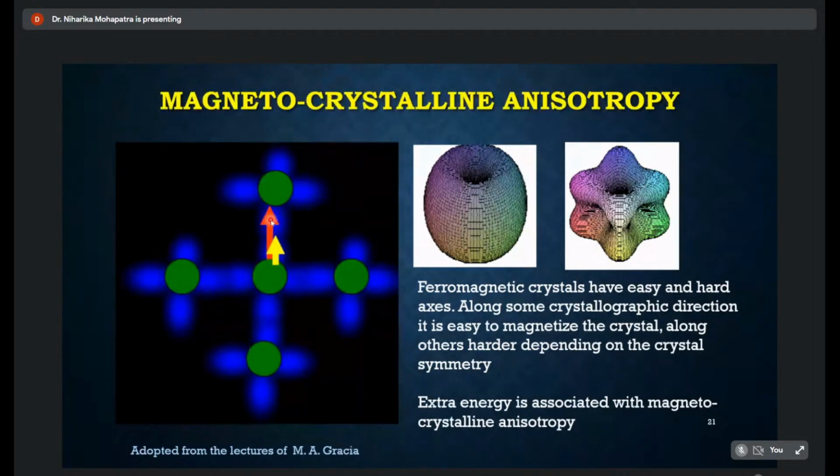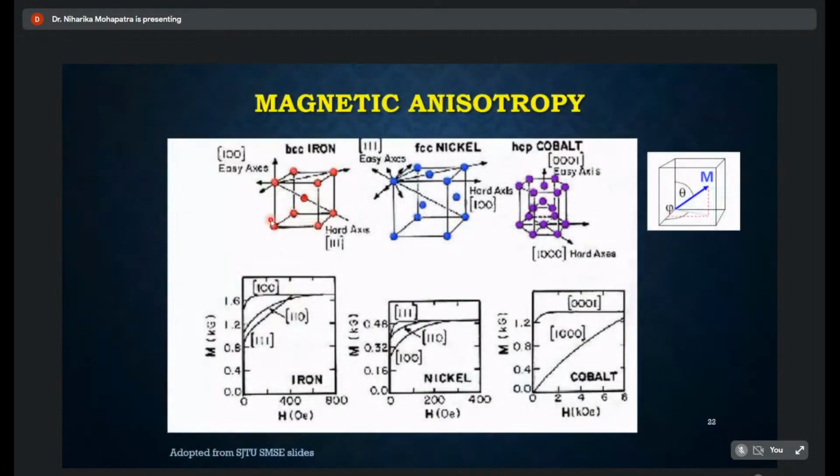You must have heard something like easy axis and hard axis. The easy axis is a certain axis along which, if you apply a field, it will immediately get oriented. Whereas the hard axis is a certain axis along which, if you apply the field, you need to apply more and more field to make it oriented. If we look at certain materials like iron, cobalt, and nickel, you will see that there are some easy axes and some hard axes.